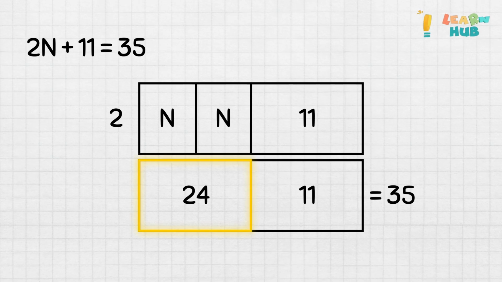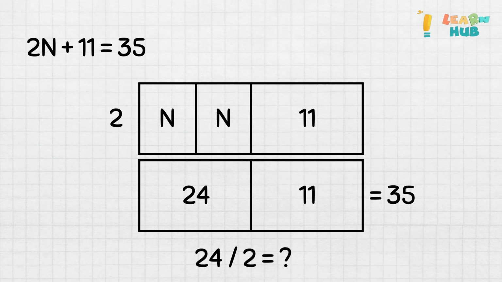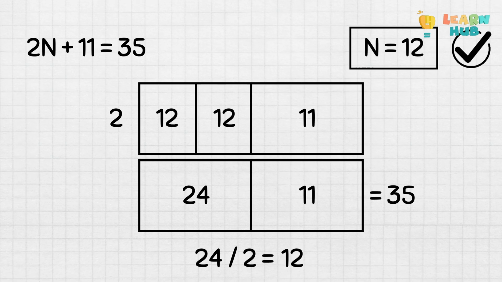Now, this portion is equivalent to 2n. So we will divide this into 2 equal parts to get a portion similar to n. What will be the value in this segment? Correct! 12. Thus, in the equation 2n plus 11 equals 35, the value of n is 12.